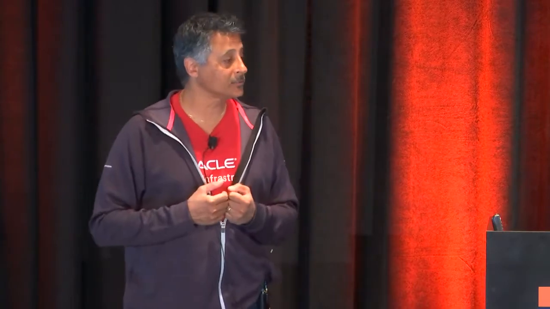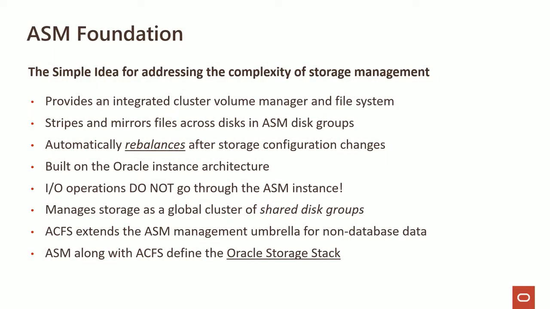It stripes and mirrors everything across the disks to provide redundancy and performance by distributing those I/Os across all the disks. It automatically rebalances. This is one of the big things that ASM added that the earlier model wasn't able to do: you can remove disks from the stripe set, or you can add disks, and ASM will rebalance that workload dynamically and automatically across those disks for you without any interruption.